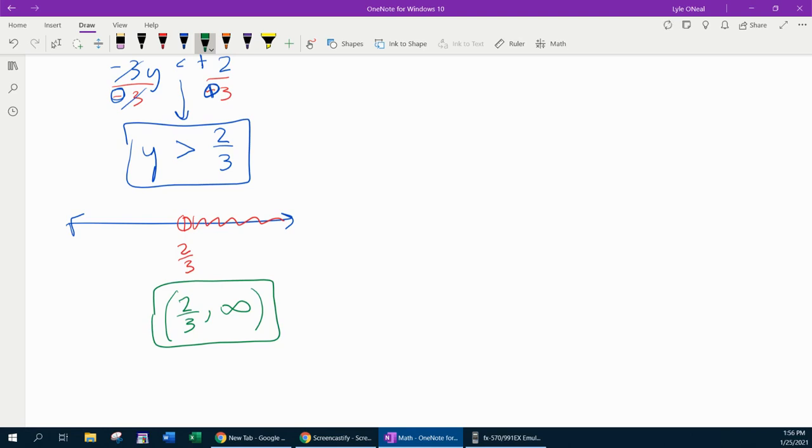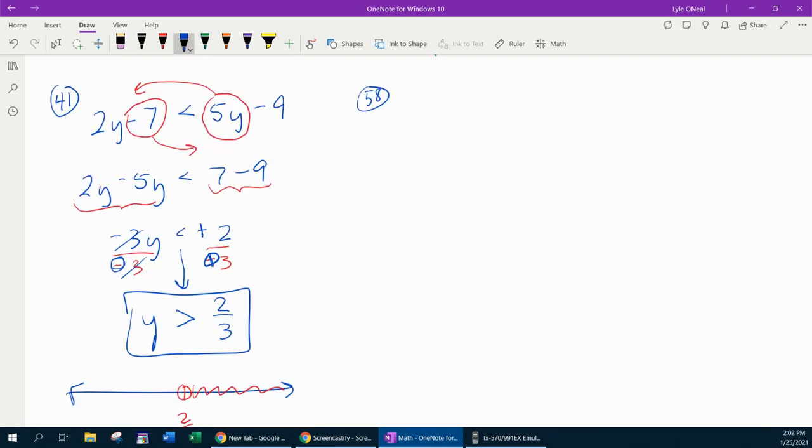And last but not least, we're going to have the set notation. So this solution would be the set of all y such that y is greater than 2/3.